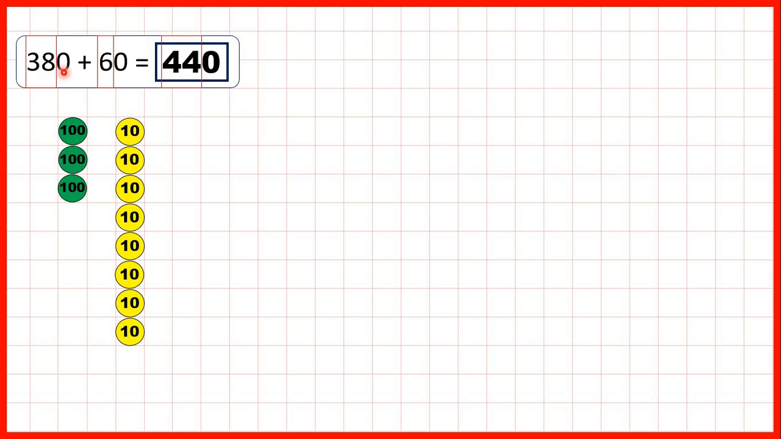And for 380, we start with 3 hundreds and 8 tens, and we need to add 6 tens. So we can add 1, 2, exchange, then add 3, 4, 5, 6, and that leaves us with 4 hundreds and 4 tens, so 440 as our answer.